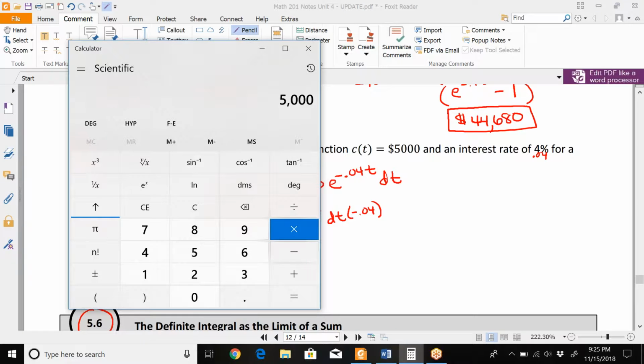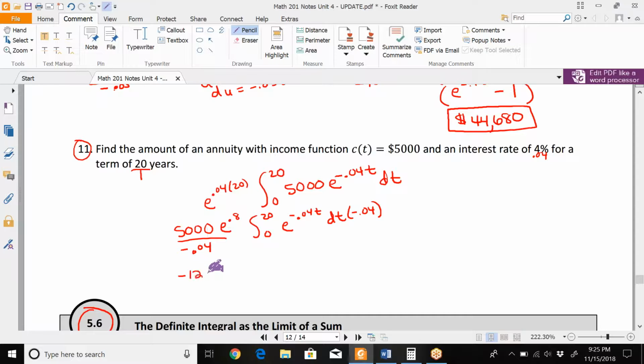So 5,000 divided by, I put multiply, divided by 0.04, and it's negative. So that's negative 125,000 e to the 0.8, and then this would be e to the negative 0.04t, just like before, even though it was an e to the u here, and that's from 0 to 20. So we already know that this is going to be e to the negative 0.8 minus 1, essentially, because e to the 0 is going to be 1, and this is going to be the same thing as this, but just a different sign. So let's go ahead and work that out.